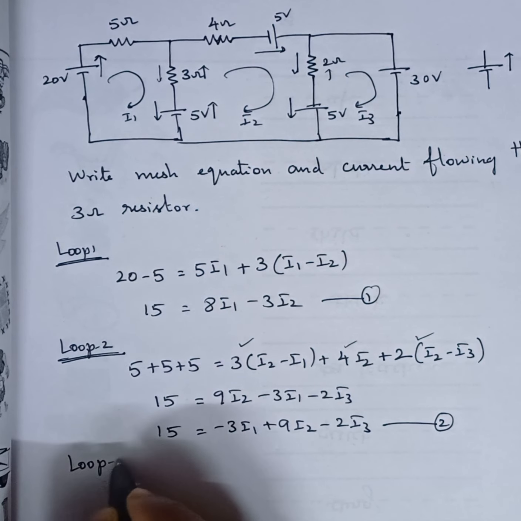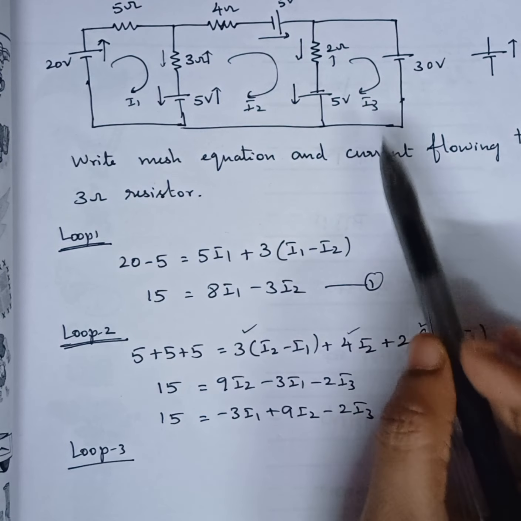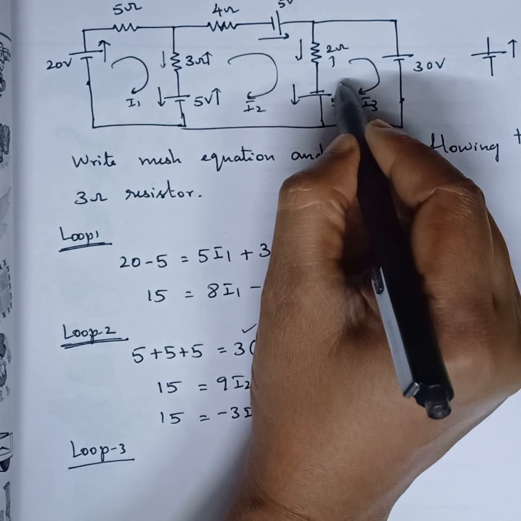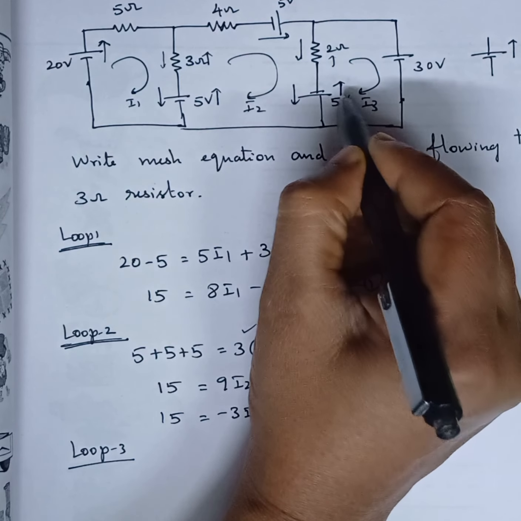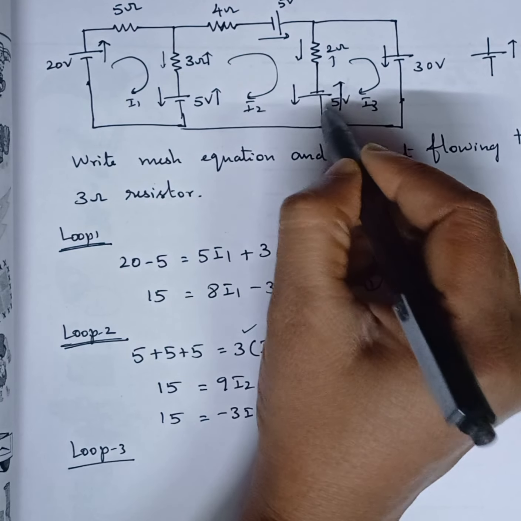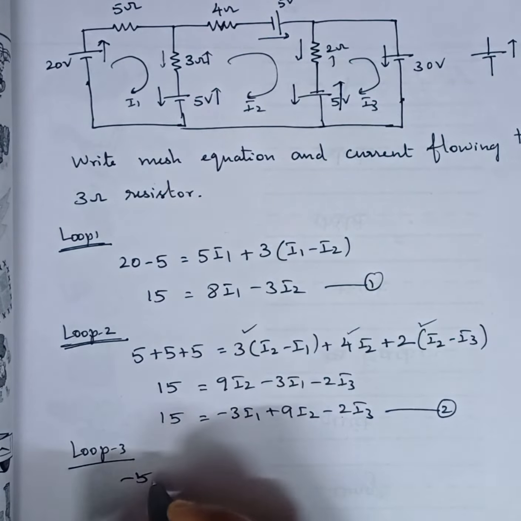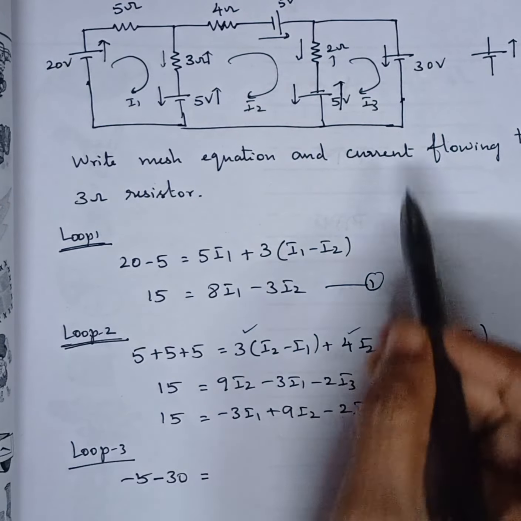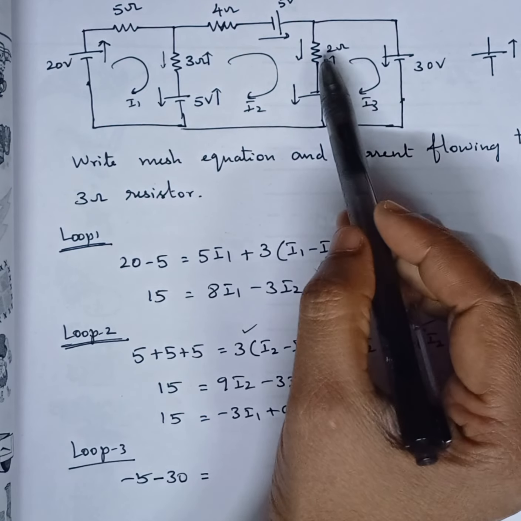Now loop 3. Okay, for loop 3 again we have two sources. Based on the current direction in loop 3 that I consider, based on the current direction I3, it is like this, correct? So this is to be considered as negative voltage, minus 5. Here the current is in opposite direction, hence it is minus 30, is equal to the drop in this loop, correct, across the resistors.